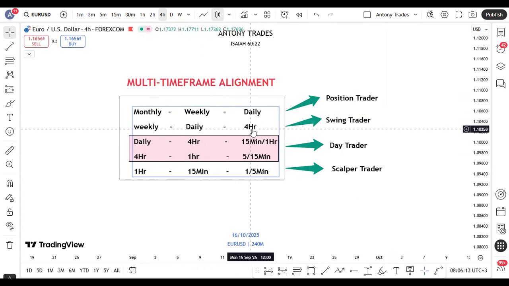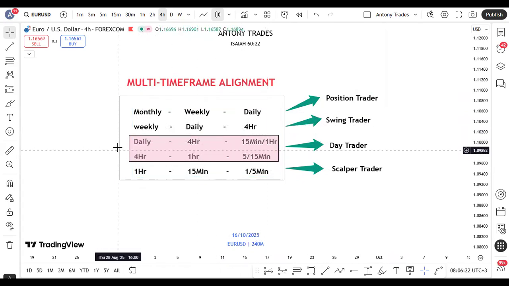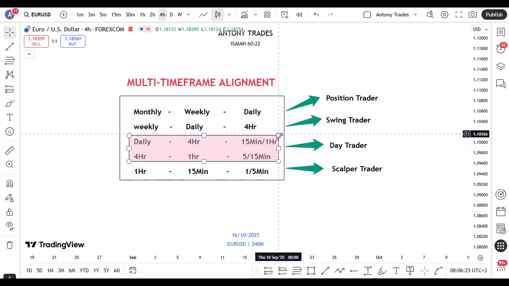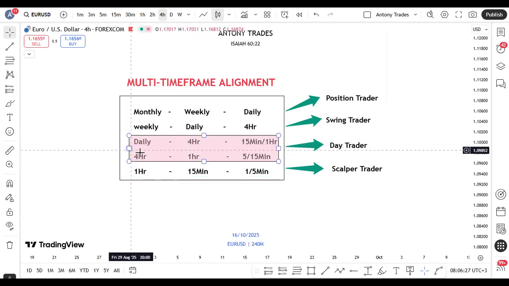Then you execute your trade on the 4-hour time frame. And sometimes, if you don't get the clean structure from the 4-hour time frame, you can do so on the 1-hour time frame. Then you have a day trader. This box that I've highlighted here.